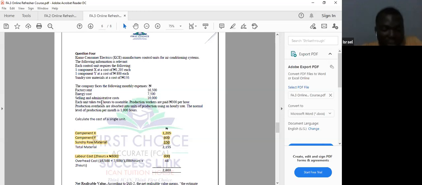let's take our calculator out. Okay, so in the calculator, we have 16,500. Let's add all our costs together: 16,500 plus 7,500, that will give us 24,000. Then you now divide it. If you divide it, that's 16,500 plus 7,500 divided by 500. Now that's what I'm trying to explain.